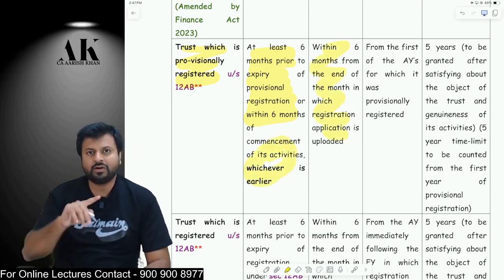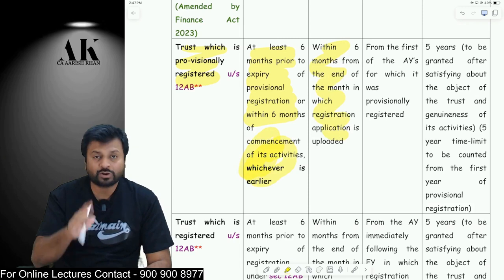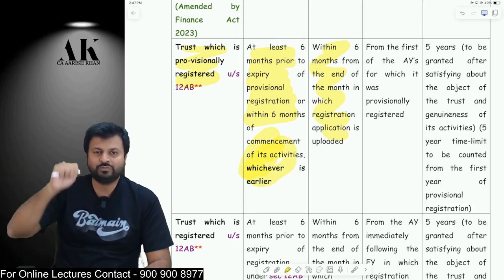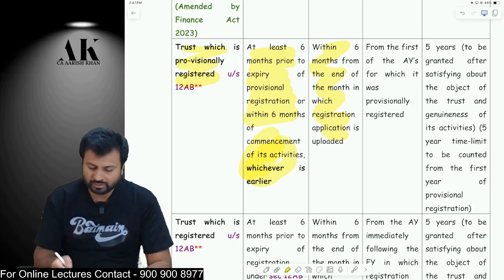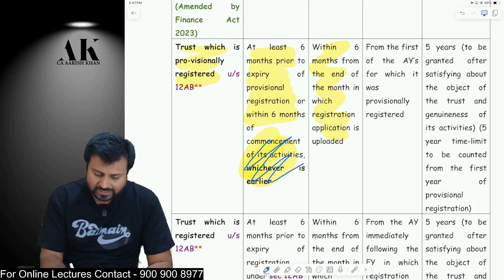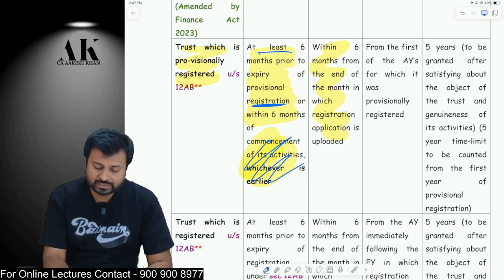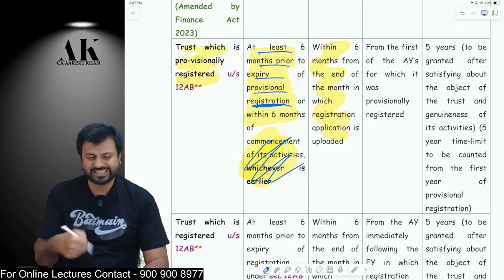There was some mistake in the law which I have told you in the class, and I am not going to get into all these things. This provision is wrong as per the income tax law. They will very soon make an amendment with respect to the income tax law, because this second part is absolutely wrong. Till here it is fine. Till here there is no issue: at least 6 months prior to the expiry of registration. The second part is wrong.